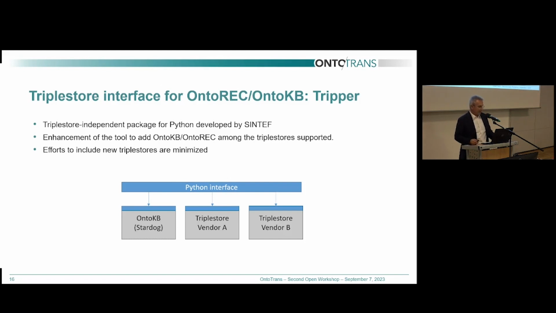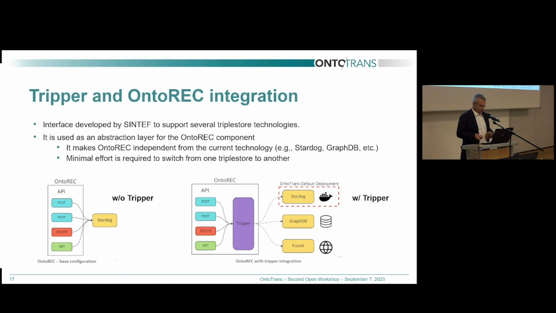In this Tripper package, we worked with Syntef to add the support for OntoKB, which means eventually for Stardog. So to make it possible to, using the same Tripper front end, move, for instance, from Stardog to GraphDB or to Fuseki, which are other Tripper store implementations. And this is the idea, of course.